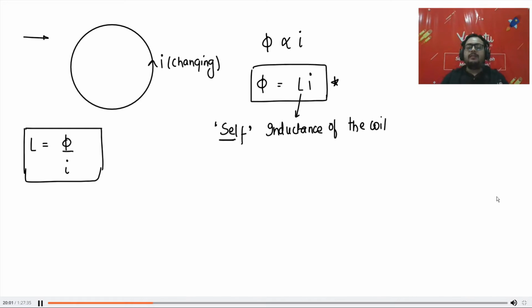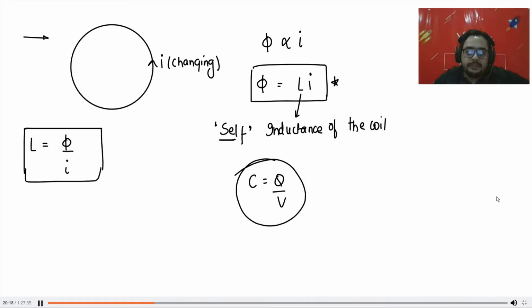Is the self inductance dependent on flux? Yeah, Arya. So many people are saying yes. So I would like to refresh your memory. The formula for capacitance was Q by V. Is the capacitance dependent on charge? Just revise. Is the capacitance dependent on charge?